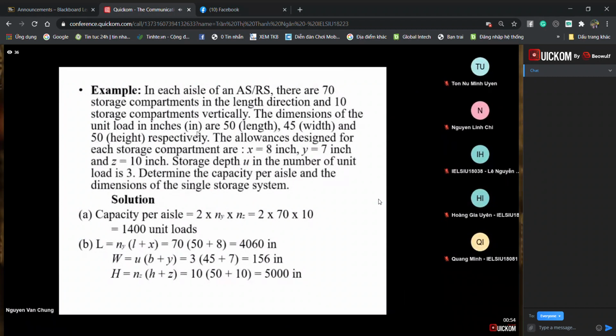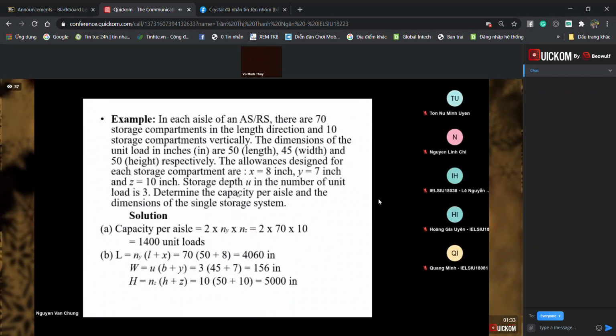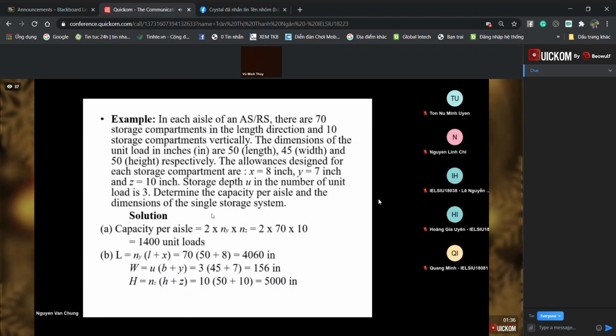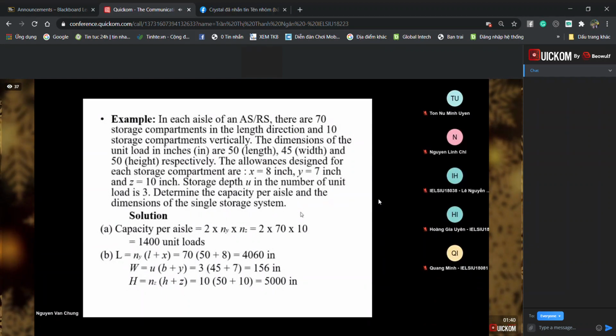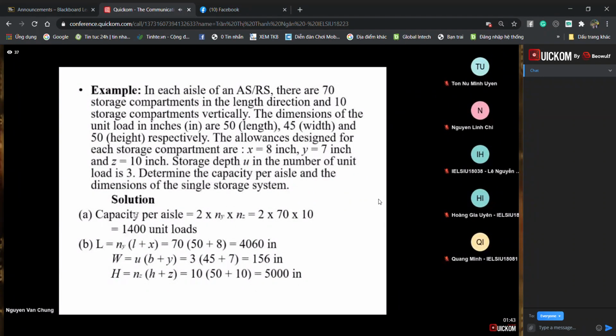And then you have the length 50, the width 45, and the height 50 respectively. And the other ones in the design are the storage compartments, you have S, Y and Z. And the storing depth, storage U equals 3, determines the capacity per aisle and the dimensions of the single storage system. You see the basis, like that's the solution.